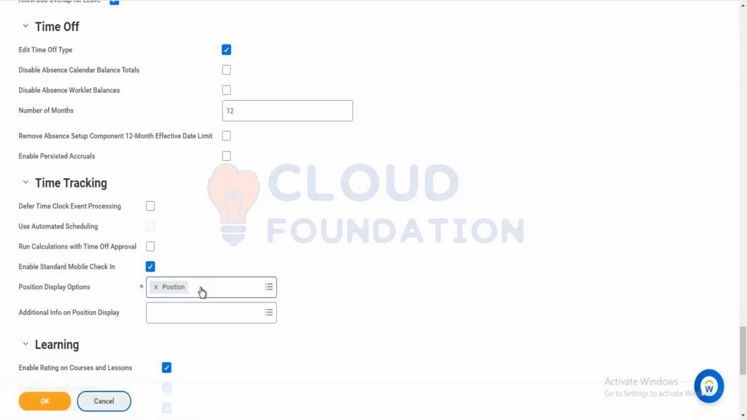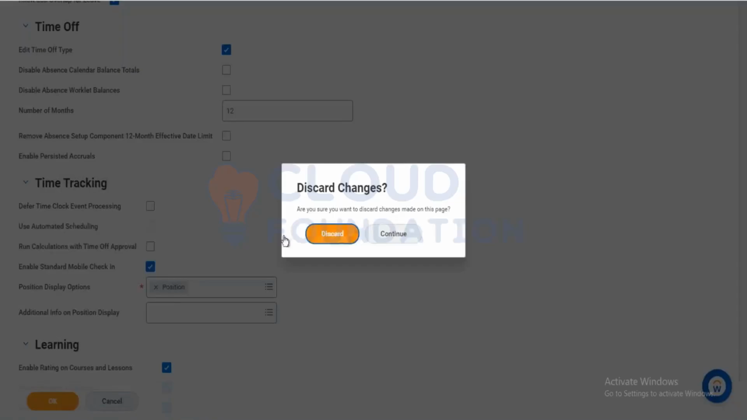Whenever you're using Workday mobile time tracking, if you go to the check-in part and enter the time type, I don't have the cell phone for Workday mobile over here. Whenever you click over here, your position will also display at the time card.